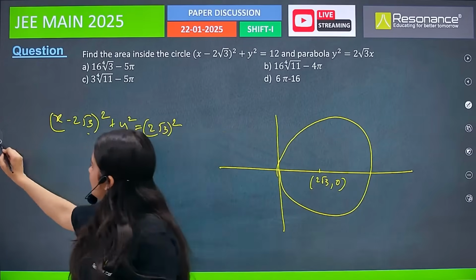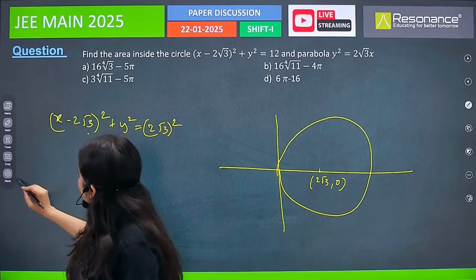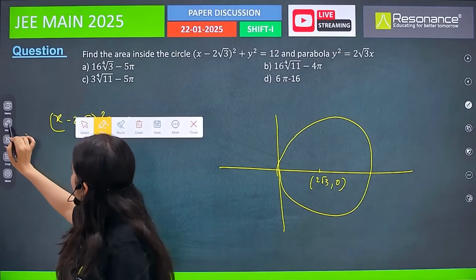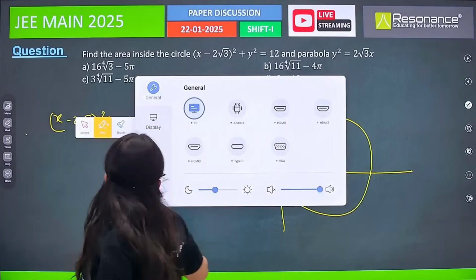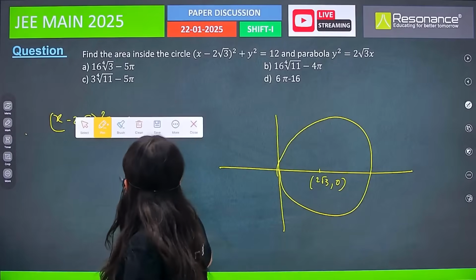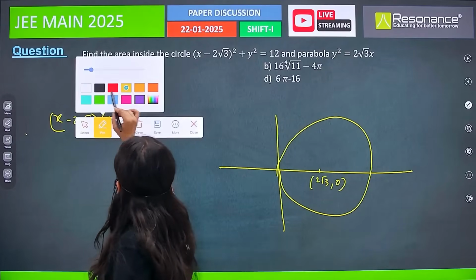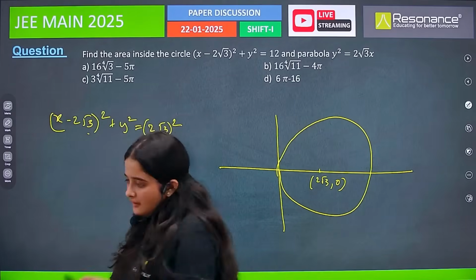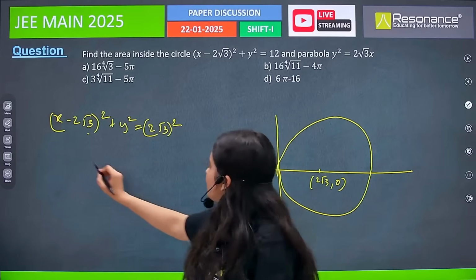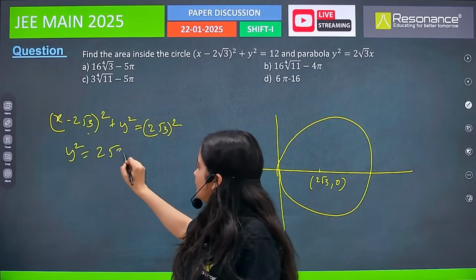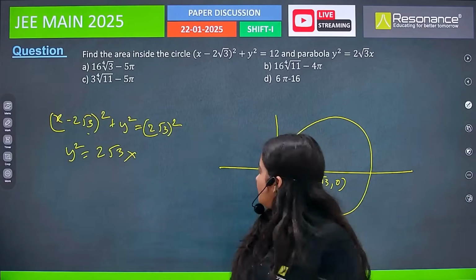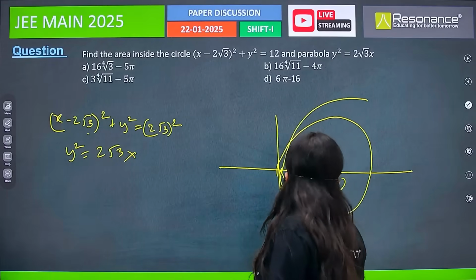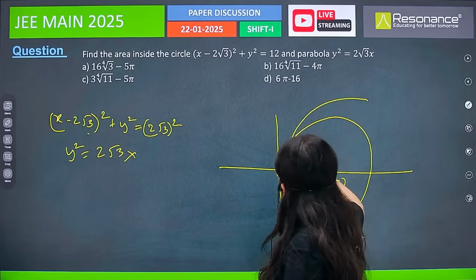Okay. Now, pen not available. What is the next equation? The next equation is y square equals 2 root 3x. So this is a right-handed parabola. Again, a standard right-handed parabola. It is going to look like this. Now they are asking us this area.